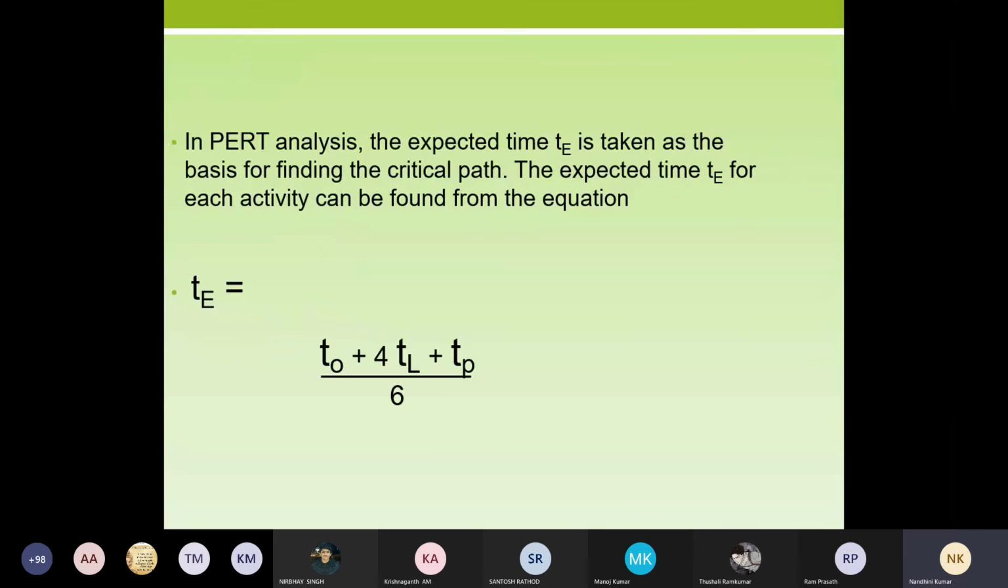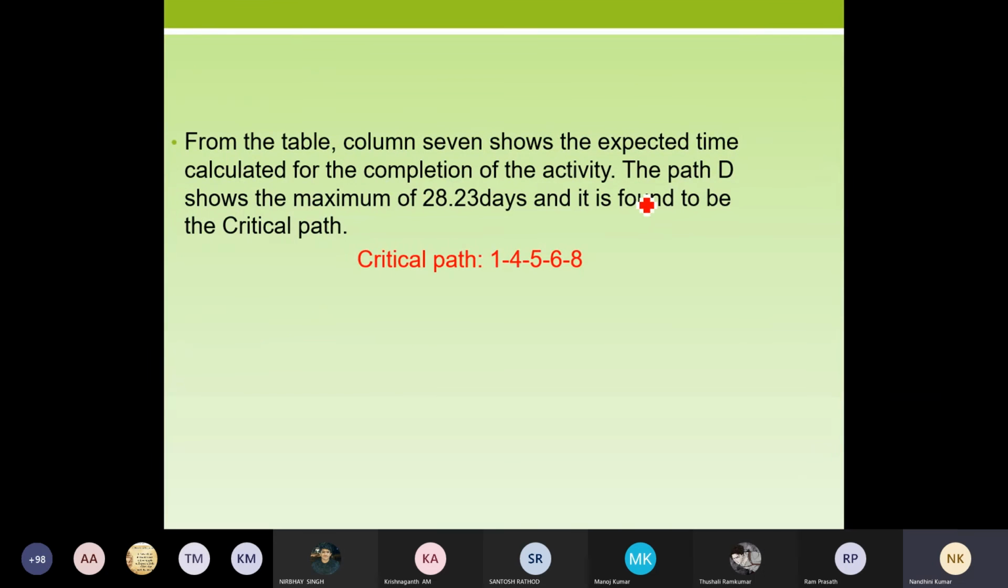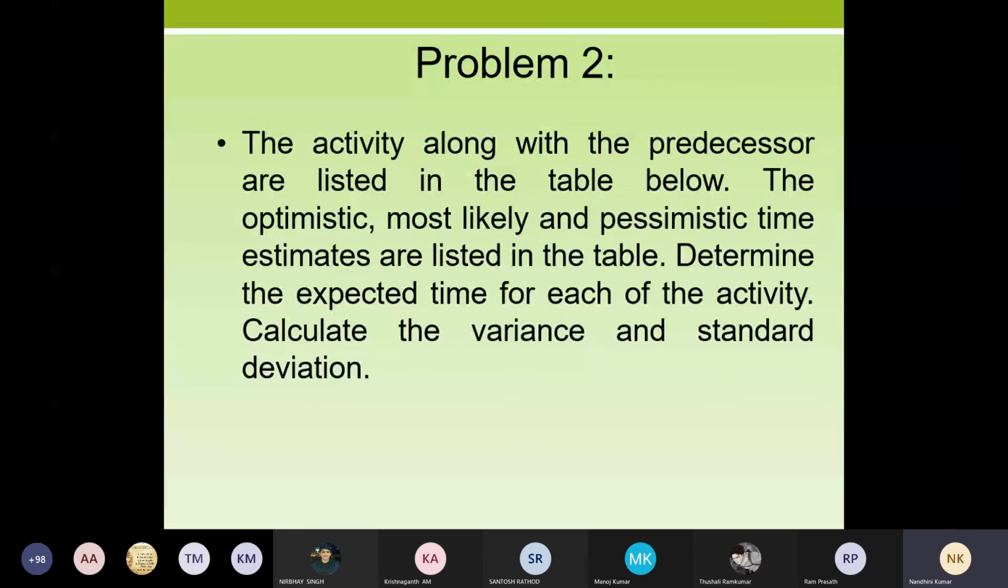Did I skip any slide? Okay. So from the table, column 7 shows the expected time calculated from the completion of the activity. Path D shows the maximum of 28.23 days and it is found to be the critical path. So again, I am listing the critical path, which follows these activities: 1, 4, 5, 8, 6. When I follow this path, it leads to the critical path. Okay, so let me stop with this problem here. Let us continue problem 2 in our next class.